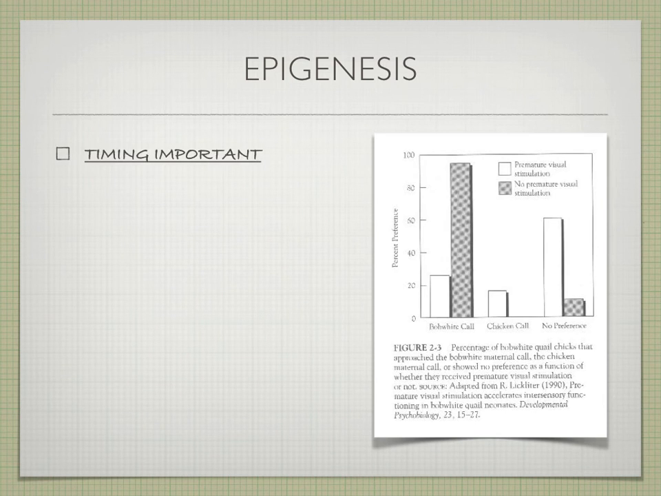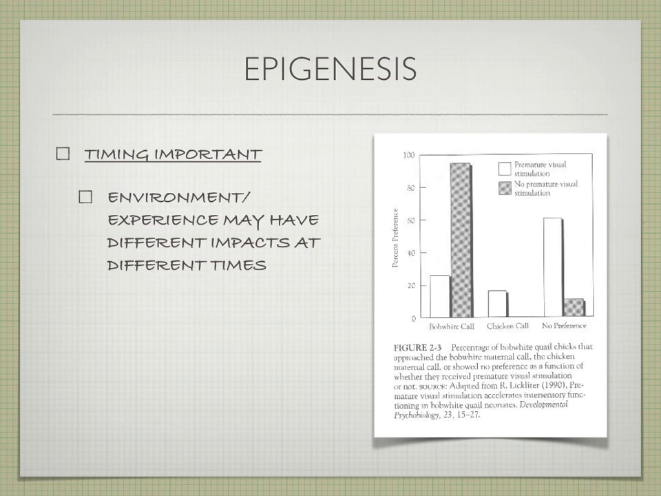Other examples: timing is really important in epigenetics. The environment and the experience may have different impacts at different times. These on switches, or these off switches, have to be introduced at specific times to cause this change of the genetic code. These are these sensitive or critical periods, again, that are turning on or off the switches on top of that genetic code.